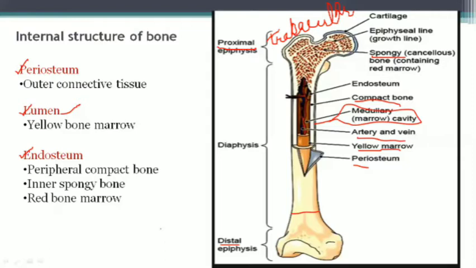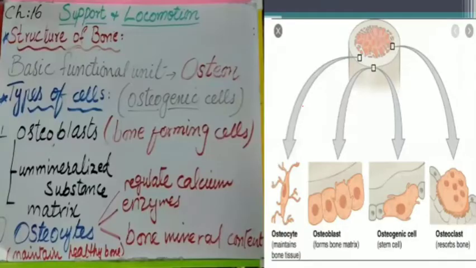I think you have felt this when you eat chicken meat. You find this long bone soft from here, easy to chew, because it is spongy here. Inside it has spaces. So in the endosteum, there is peripheral compact bone and inner spongy bone with red bone marrow, and this is the part where red blood cells are formed. As we know, bones and bone marrow have the function of forming red blood cells.